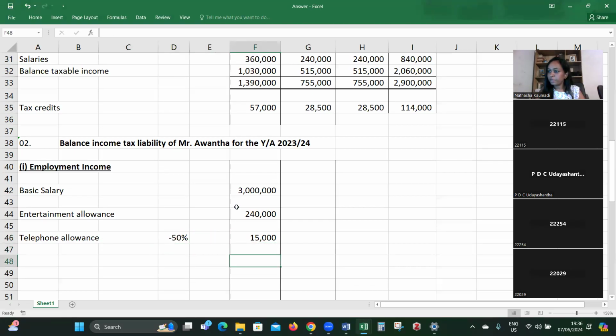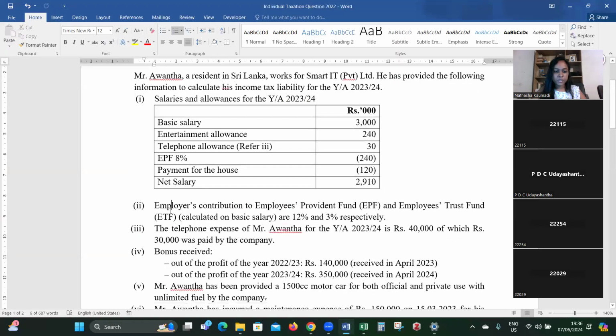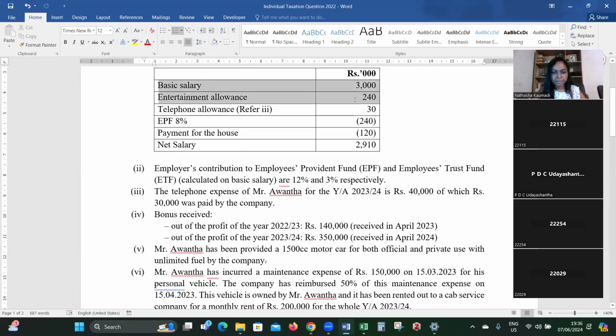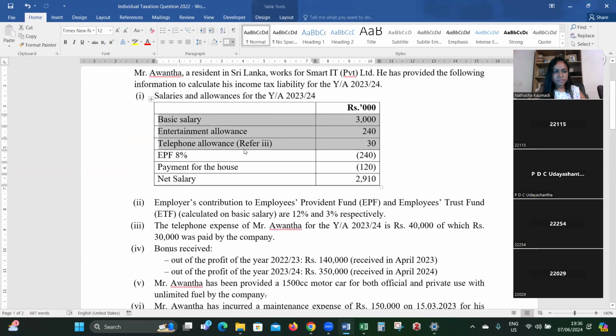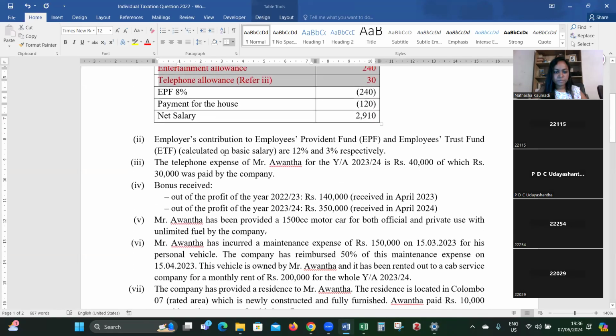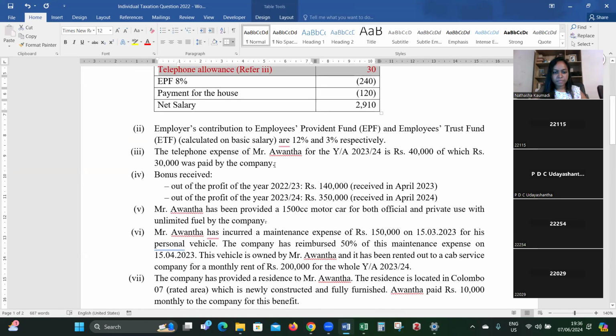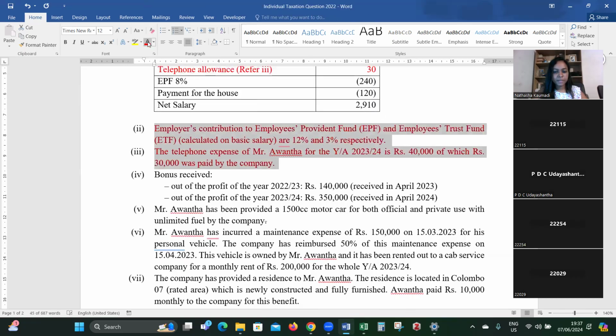Okay, that is telephone allowance. Next point. So I have taken basic salary, entertainment allowance, telephone. So I'll be marking them. And these are for information purposes, right? EPF and ETF, and then telephone expense as well.